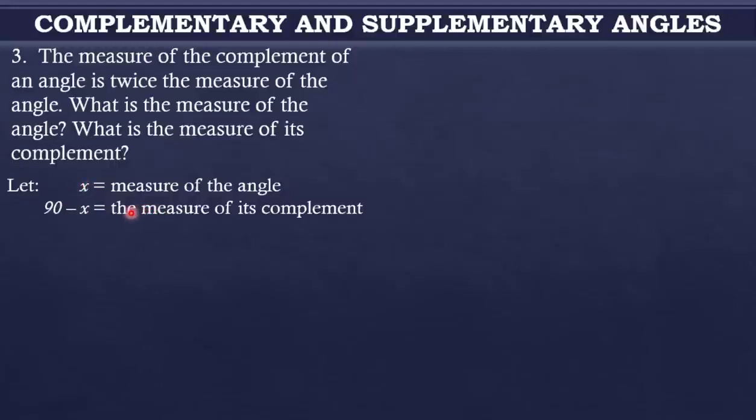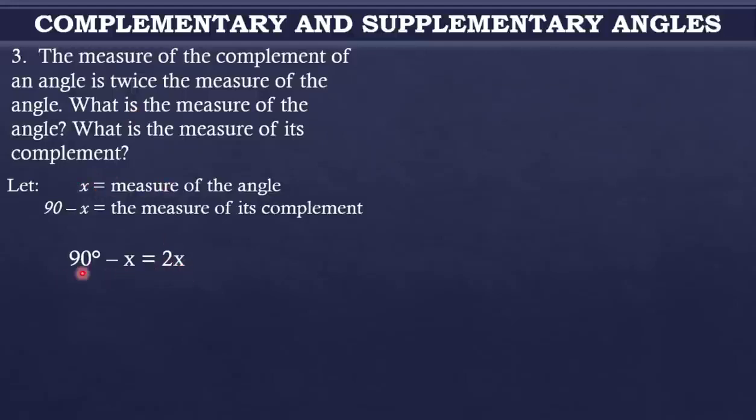Okay? So now, after the representation, balikan mo yung problem. Intindihin mo ulit. Okay? So, ang sabi, the measure of the complement of an angle. Ano ba yung complement? Ito yun. So, 90 minus x. Okay? So, 90 minus x, sabi dito, is. So, is means equal. So, the measure of the complement of an angle, so ito yung complement of an angle, is, ibig sabihin equal, is twice the measure of the angle. So, ito yung measure of the angle, x. Sabi twice, so 2x. Okay.